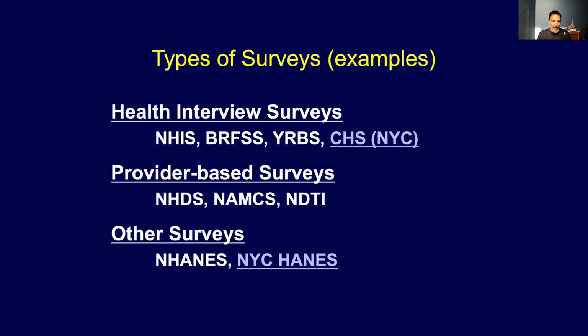What do we mean by surveys? Here are some examples. The National Health Interview Survey, the Behavioral Risk Factor Surveillance System, the Youth Risk Behavior System, and the Community Health Survey in New York City. And there can also be provider-based surveys. These interview surveys are mostly phone-based surveys, but you can have exam-based surveys where the individuals are seen in person, they're examined by a healthcare provider, and there may be some laboratory tests or other kinds of tests that are done, such as an eye exam or blood pressure measurements and things like that.